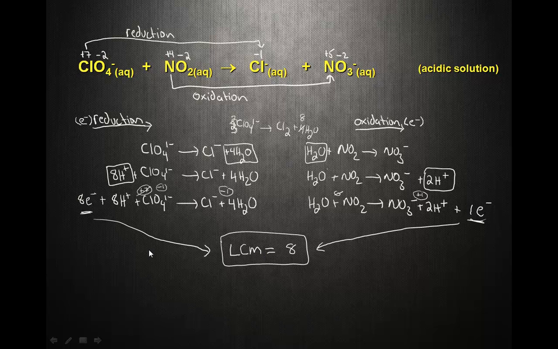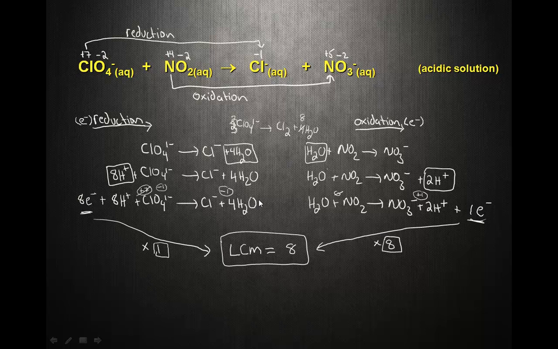Now, what do you have to multiply 8 by to get to 8? Well, 1. And what do you have to multiply 1 by to get to 8? 8. So it looks very similar to the oxidation method, but we're going to do something a little bit different.